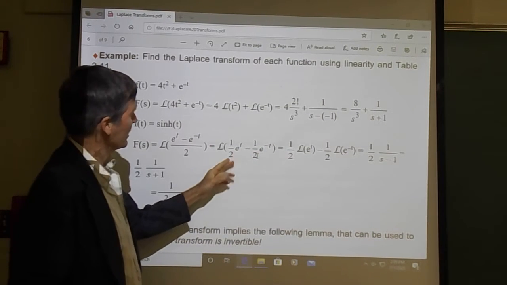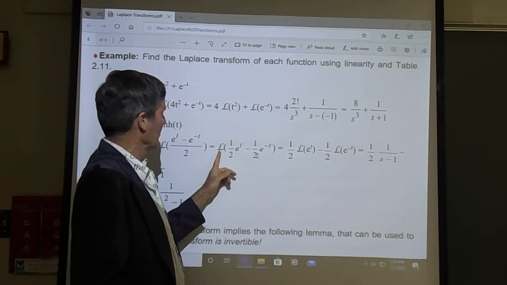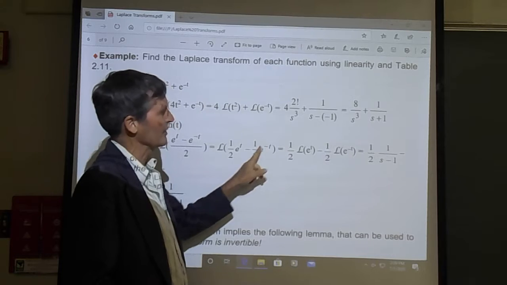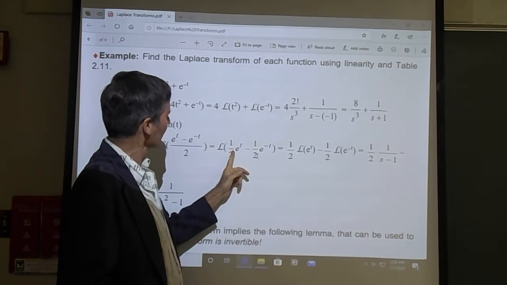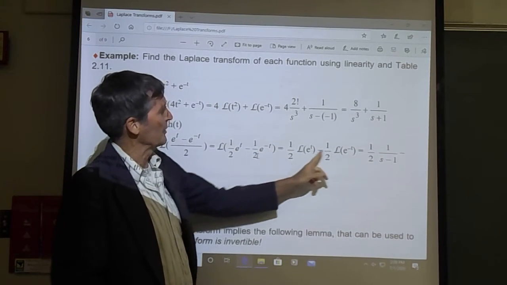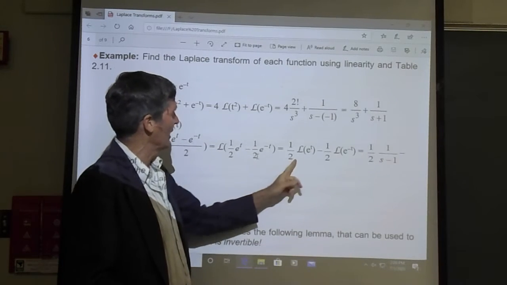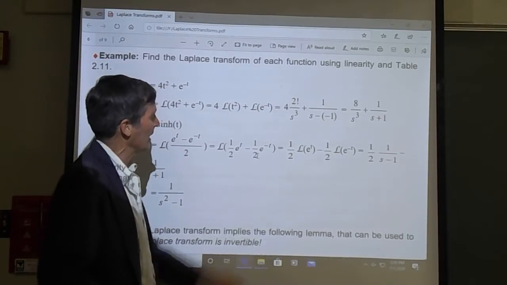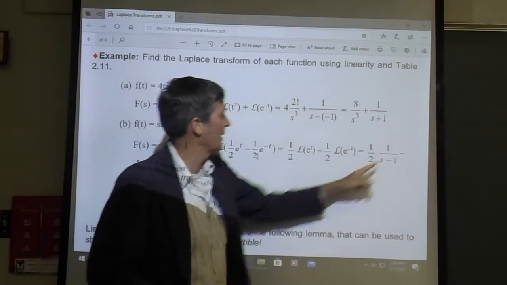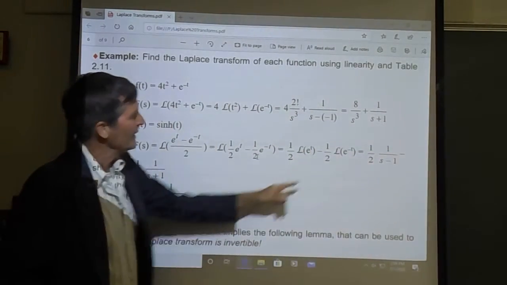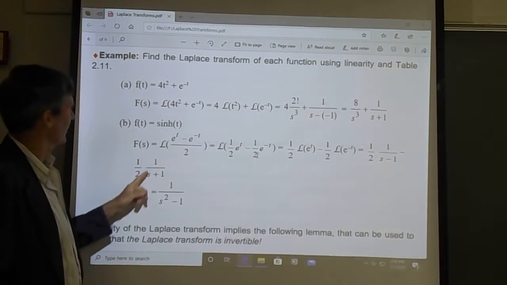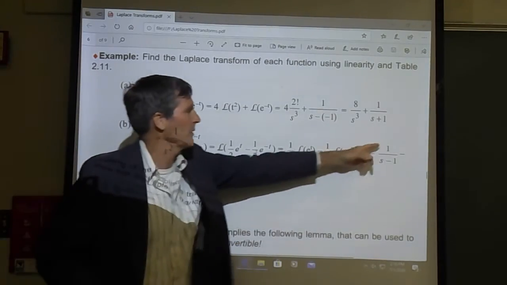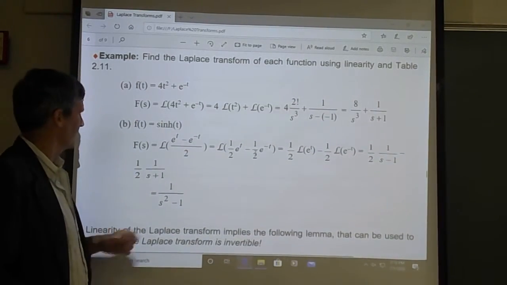Again, by the linearity property, the Laplace transform of the difference is the difference of the Laplace transforms, and I can pull 1/2 out. e to the t and e to the minus t do have transforms in the table, right? e to the 1t has transform 1 over s minus 1. e to the minus 1t has transform 1 over s minus the minus 1, which is 1 over s plus 1. So I've just got 1/2 over s minus 1 minus 1/2 over s plus 1.